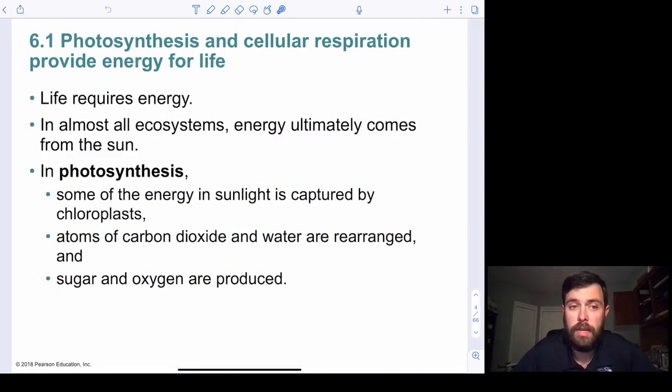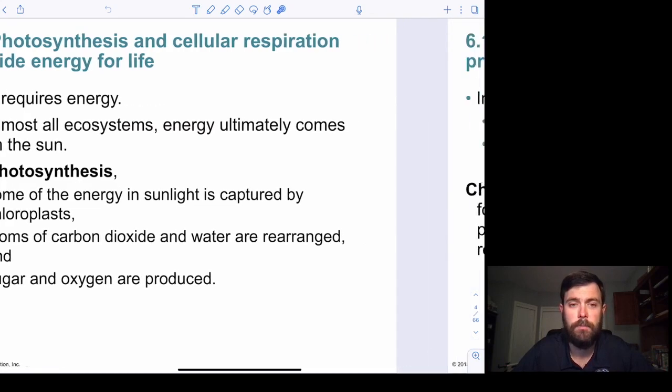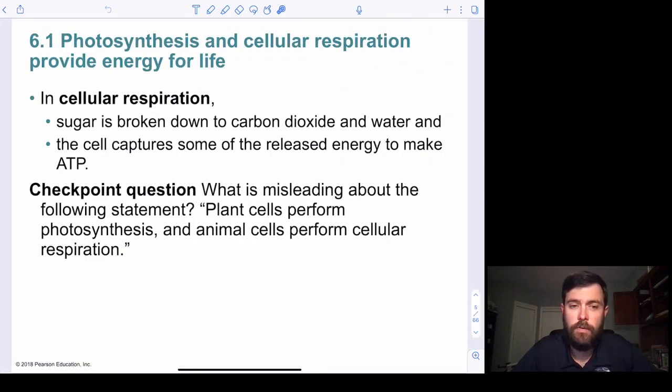We know that life requires energy. In almost all ecosystems, energy comes from the sun. We've talked about photosynthesis and how that already works. So really what we're going to look at here is how to undo what photosynthesis has done, and see how that process takes place. In cellular respiration, the big thing to remember is that sugar is broken down into carbon dioxide and water, and the cell captures some of that released energy to make ATP.